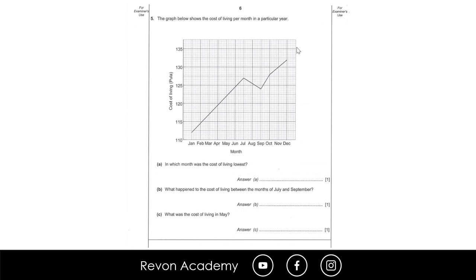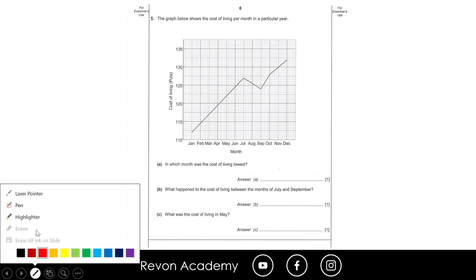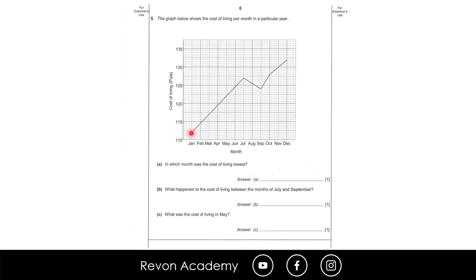Question 5a says, in which month was the cost of living lowest? That one is obvious. So let me just get my tool here. We can see that on the line graph there, the lowest point is this one here, which is January. So the answer should be January. Very easy for you, right?